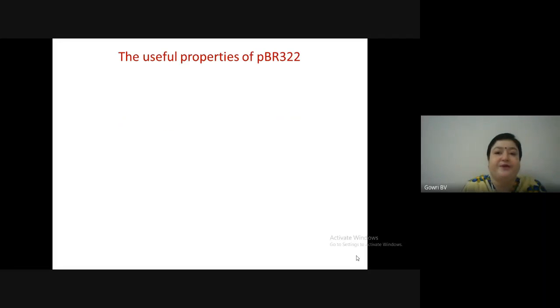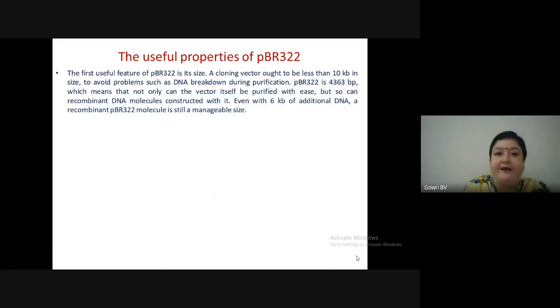What are the useful properties of pBR322? Concentrate with utmost care. The first useful feature of pBR322 is its size. A cloning vector ought to be less than 10 kilobase in size to avoid problems such as DNA breakdown during purification. pBR322 is 4363 base pair, which means that not only can the vector itself be purified with ease, but so can the recombinant DNA molecule constructed with it. Even with 6 kilobase of additional DNA, a recombinant pBR322 molecule is still a manageable size. I believe you understand this sentence. So the molecule is smaller in size, and in addition, you can go in with 6 kb and it will still be of manageable size.